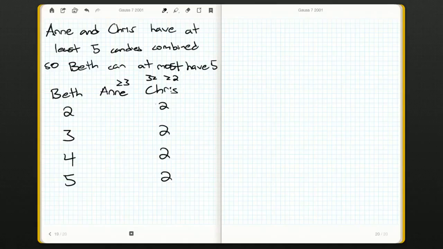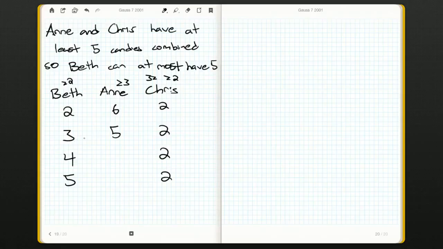So if Beth has 2 and Chris has 2, then Anne will have to have 6. Does that work out? Well, Beth has at least 2 candies, Anne has at least 3, and Chris has at least 2 and at most 3. This at most 3 again doesn't matter, let's just assume Chris always has 2. We can fill out the rest of the chart.